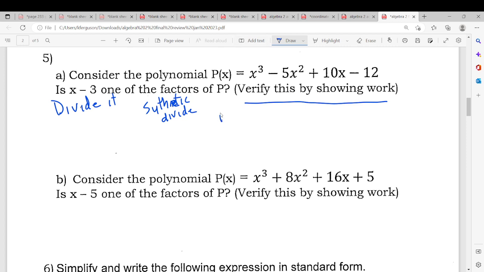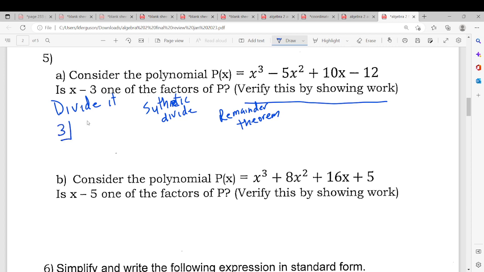You could also do the remainder theorem. Any one of those methods would show that that's a factor or not. Now, I wouldn't divide it. I think dividing is doing too much. Now, synthetic division, I might do that.